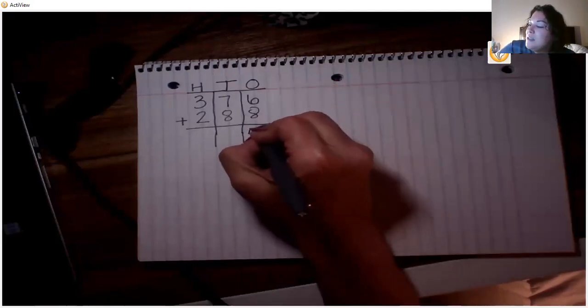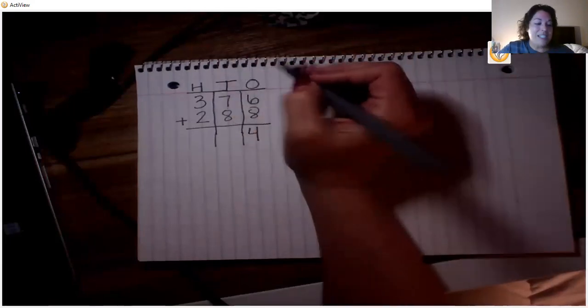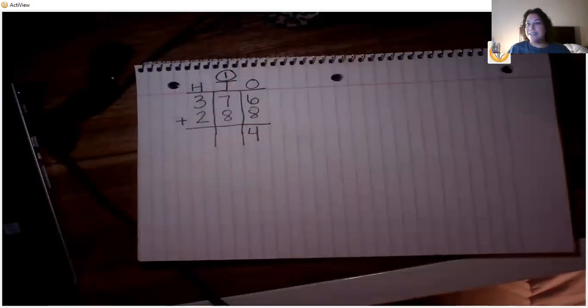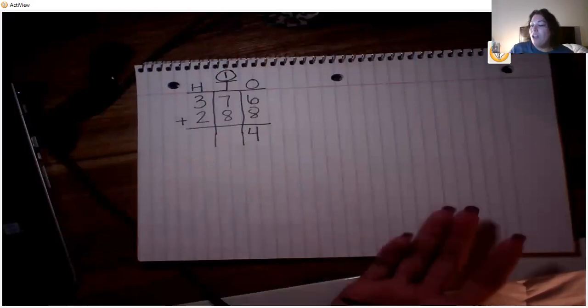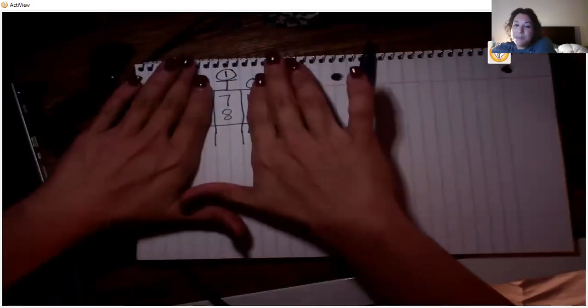So 14 doesn't fit in my ones place, but the 4 in 14 does. And then I'm gonna bring my 10 over to the tens place. And I'm gonna put it right above my 10. And I like to circle it because I don't wanna forget about it. If I forget about that tens place, I'm gonna get the wrong answer. So let's start by taking a look now at the tens place.